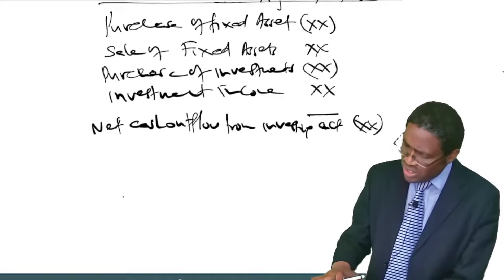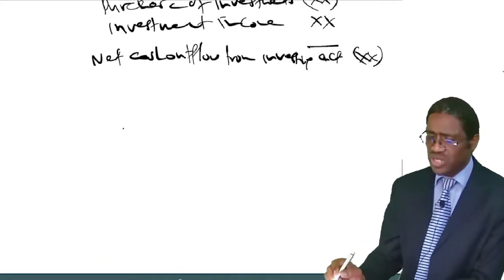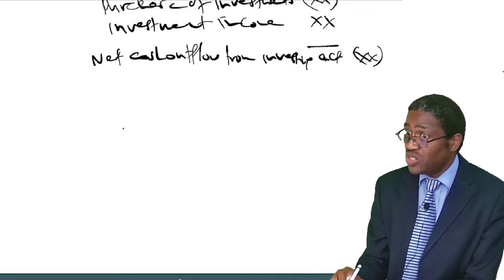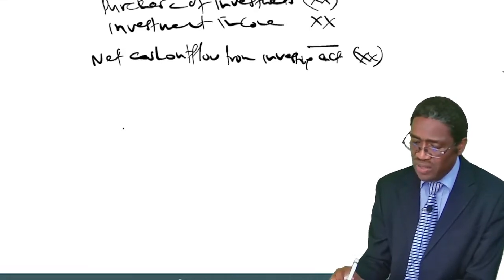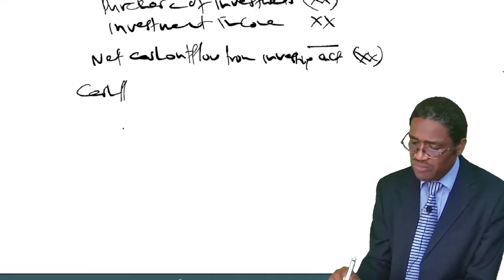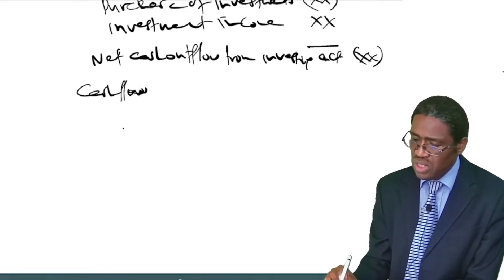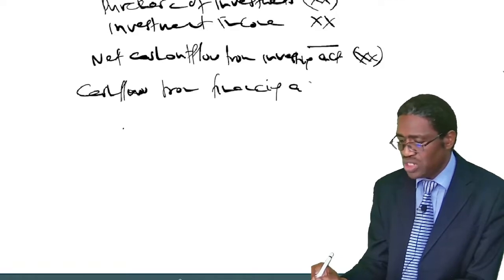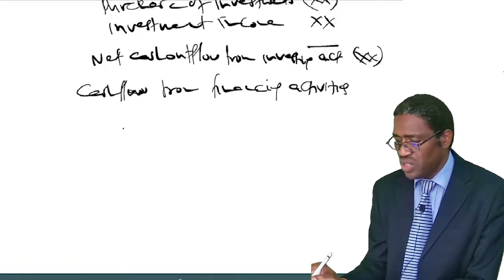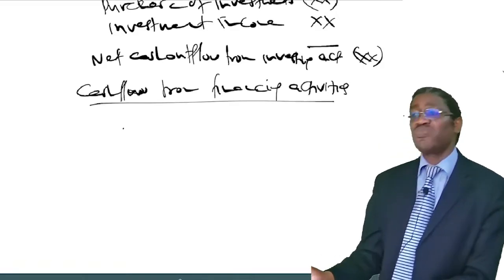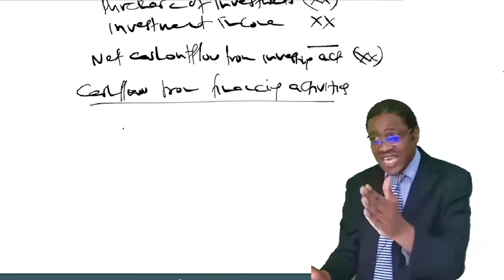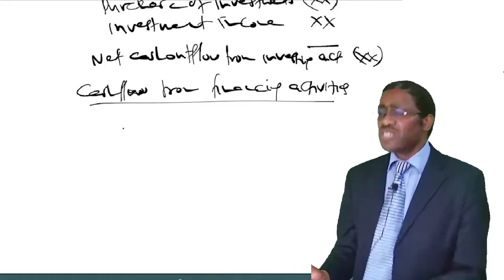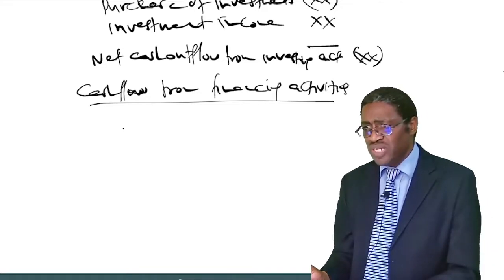Then you go to the third category now, which we called what? We called it cash flow from financing activities. Again, identify them. Some may be positive, some may be negative.